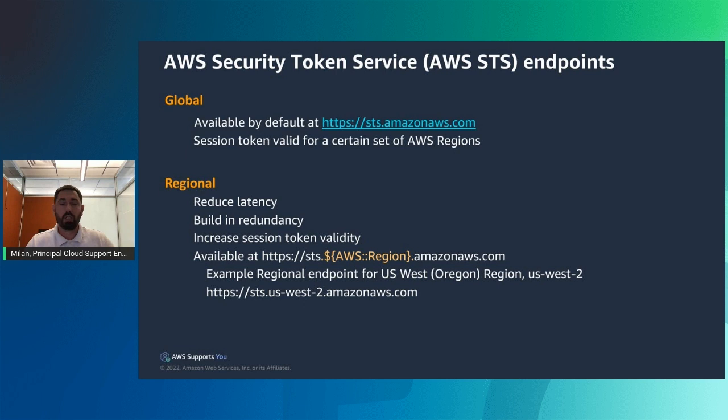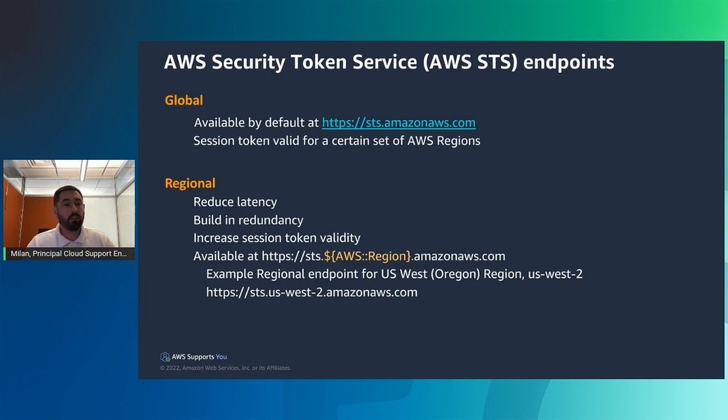The session token validity. As I mentioned earlier, the global endpoints vend tokens which are only available in a certain set of AWS regions. And those are regions which are enabled by default. So when you request a token from a global endpoint, you cannot use that token, for example, in the Asia Pacific, Hong Kong region. You can only use those tokens in, for example, North Virginia. That said, when you use the regional tokens, those tokens are valid in all the AWS regions. You can also change the global endpoint configuration to vend the tokens which are available in all the regions.